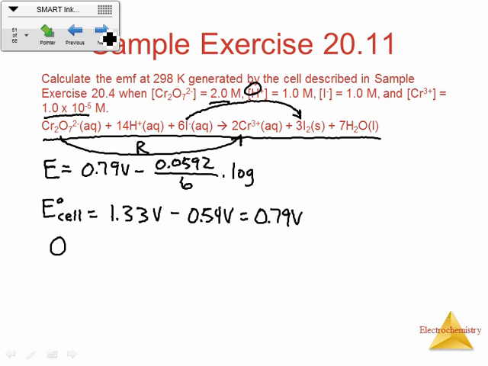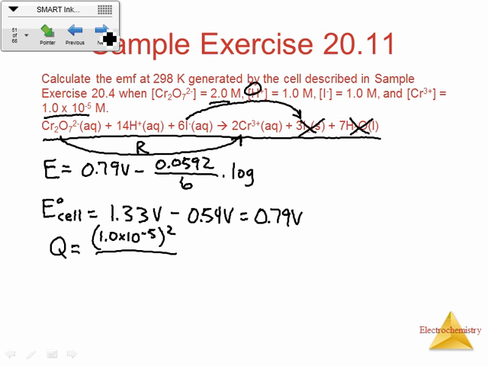Now we've also got to figure out our Q value here. Okay, now remember, Q is basically K, except we're not necessarily at equilibrium. All right, so our Q value is going to be products over reactants. Now what you have to remember is, in our equilibrium expressions or our Q expressions, we only include basically aqueous and gas. Okay, those are the things that we include. So solid and liquid are out. We don't have to worry about those in our equilibrium expression, so we only have one product, that's the Cr3+, and that has a concentration of 1.0 times 10 to the negative fifth, and we have to square it because it has a coefficient 2.